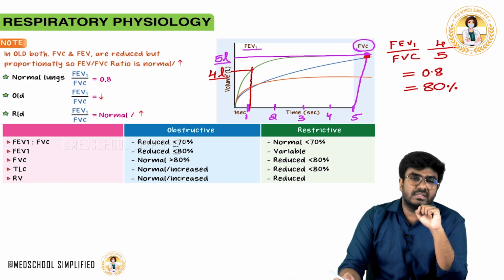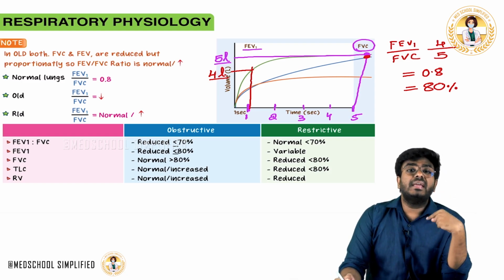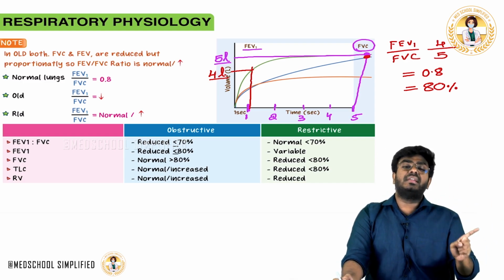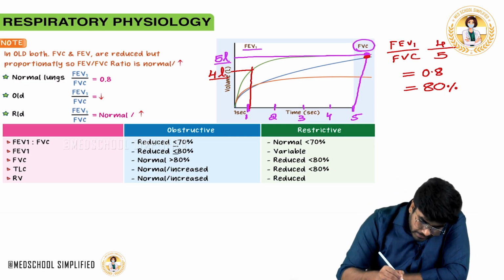But where comes the difference, sir? A normal healthy person can take 80% of the air out of his lungs in the first second itself. But please look at here. In obstructive lung disease, what is happening?